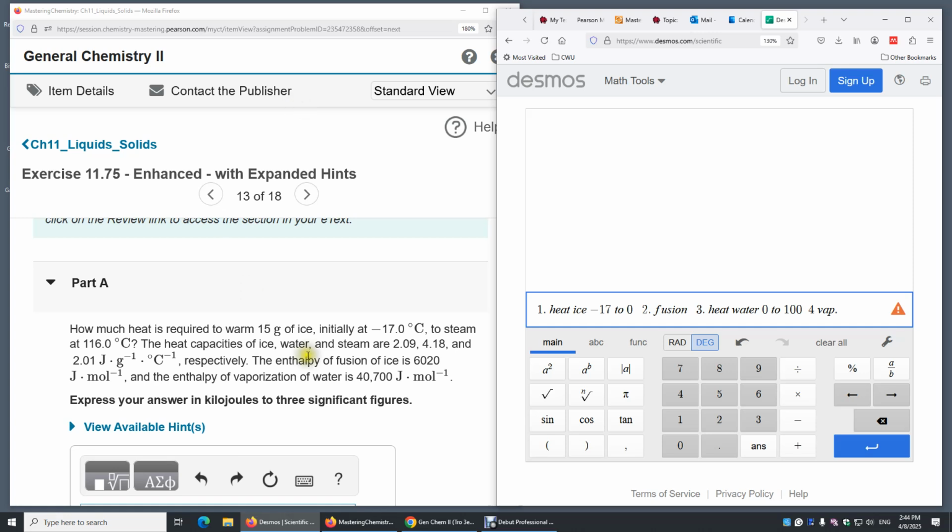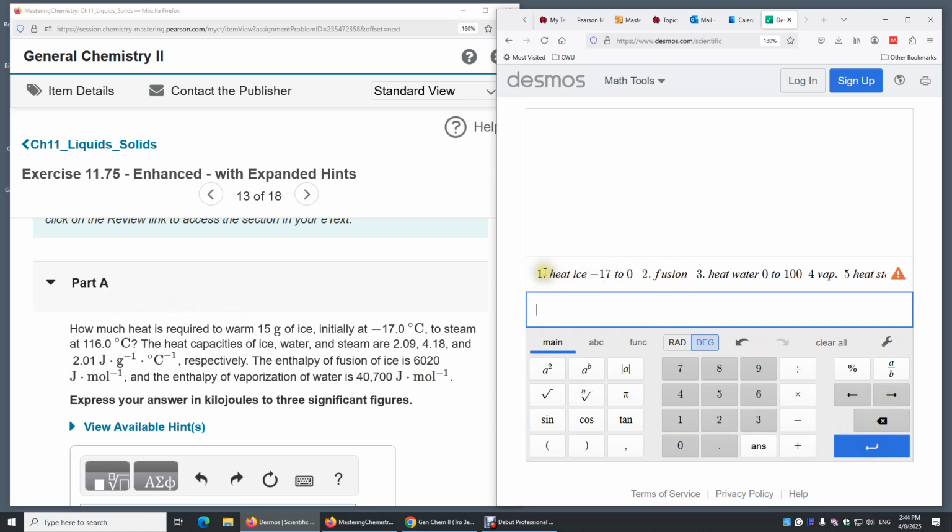This vaporization needs a lot of heat. As you can see, we need 40.7 kilojoules of heat to vaporize only 1 mole of water. Alright, step number 5. Step number 5 will heat up steam from 100 degrees Celsius to 116. So we'll do all this.